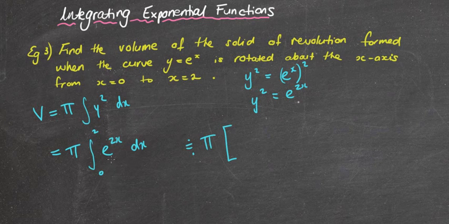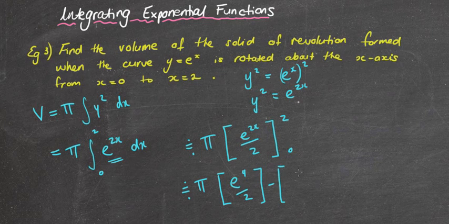So let's integrate e to the power of 2x. Well, that'll be e to the power of 2x divided by, well, if I differentiate 2x, we get 2, so you divide by 2. And then we get between 2 and 0. So pi times, alright, now we're going to substitute. e to the power of 2 times 2 is 4, over 2, minus e to the power of 0 divided by 2. And remember, I should put a set of brackets there, because we're timesing that whole integral by pi.